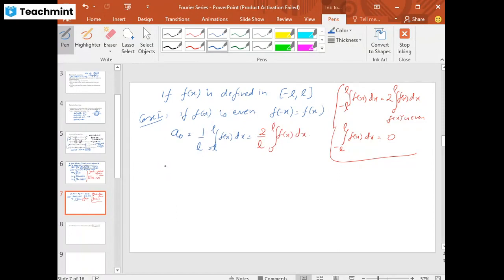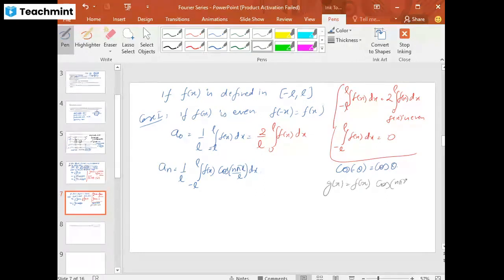What about the value of the Fourier coefficient an? An is 1 upon L integral minus L to L f of x into cos of n pi x upon L dx. Okay, so what is an even function? Even function is such that f of minus x is equal to f of x. So we know that cos of minus theta is equal to cos theta. So it means that cosine is an even function. And for the product of two even functions, let g of x is equal to f of x into cos of n pi x upon L.